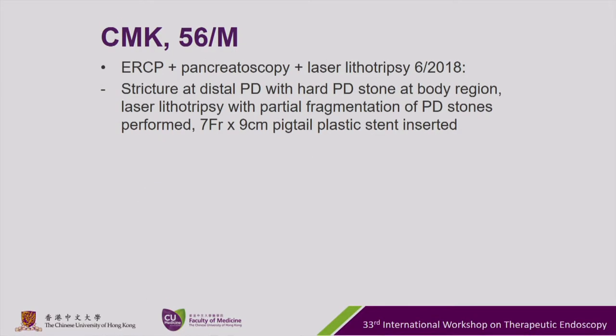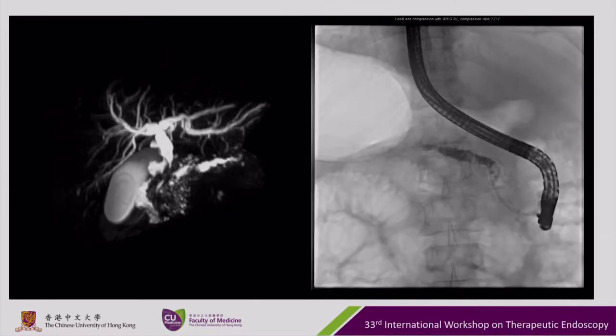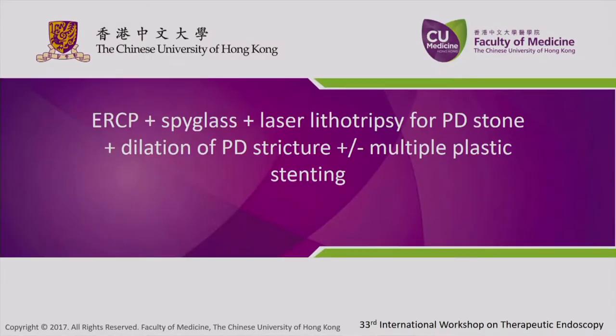The same procedure was then repeated earlier this year in June, and it still showed a stricture at distal PD with hard PD stone at the body region. Laser lithotripsy was then performed again with partial fragmentation of the PD stones, and a plastic stent was then inserted. So this is the MRCP view and the ERCP view. And so today we will be performing the ERCP with Spyglass, laser lithotripsy for the pancreatic ductal stone, and then the dilation of the PD stricture, plus or minus putting in multiple plastic stents.